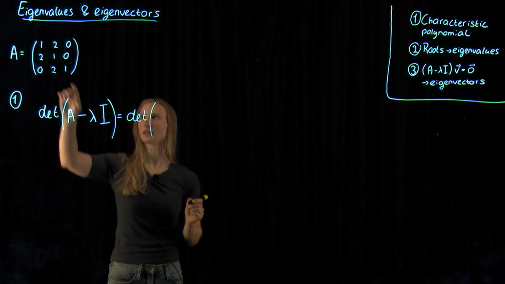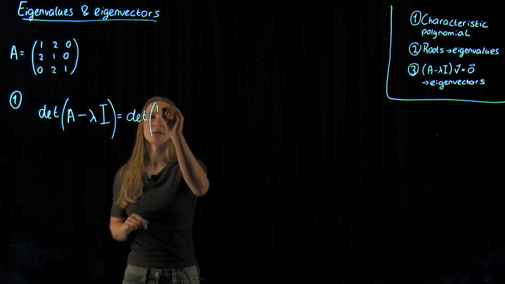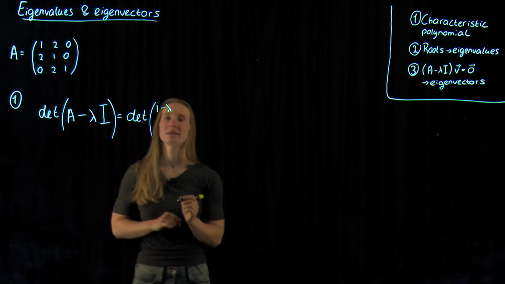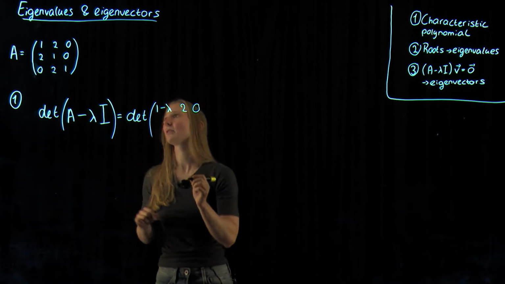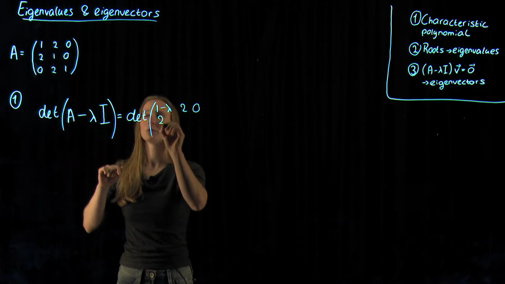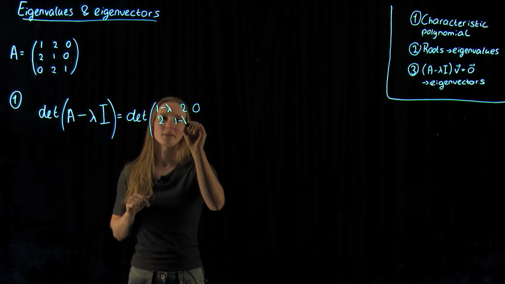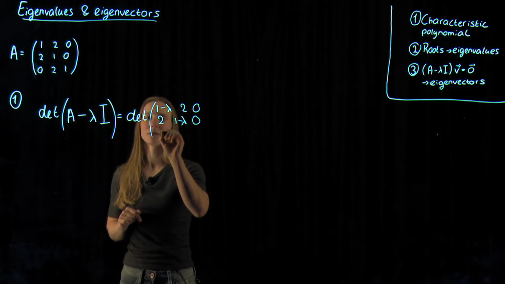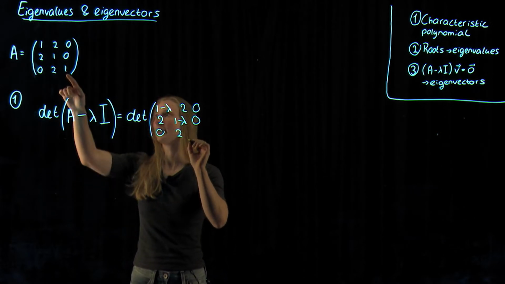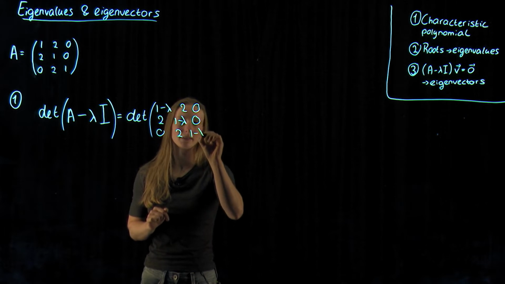So we subtract lambda on the diagonal. So the first term becomes 1 minus lambda. Then these two don't change, so we have 2 and 0. Then we have 2, 1 minus lambda again, and a 0. And then finally we have 0, 2, and again 1 minus lambda.